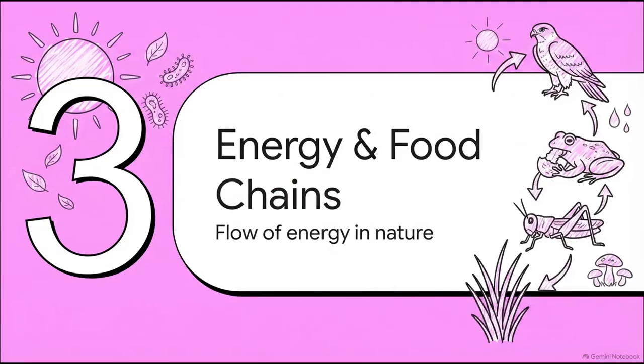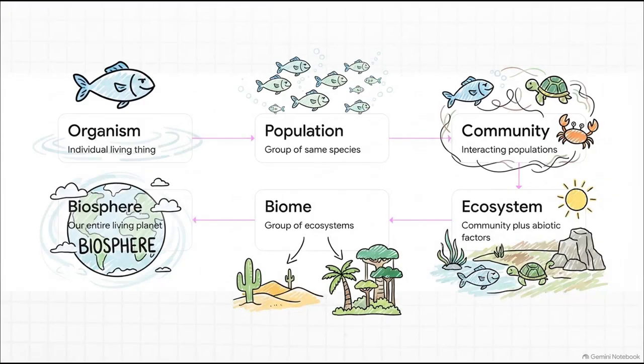Wild, right? All right, Section 3, flowing energy and food chains. To really grasp how energy flows, we need to understand the sheer scale of ecology. We are stepping up the ladder of life here. We start with a single organism.